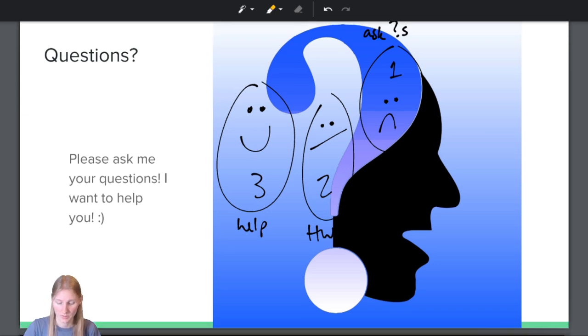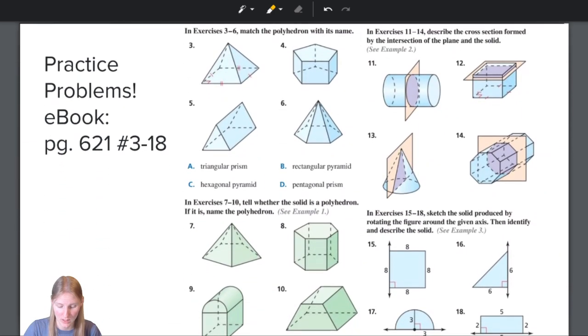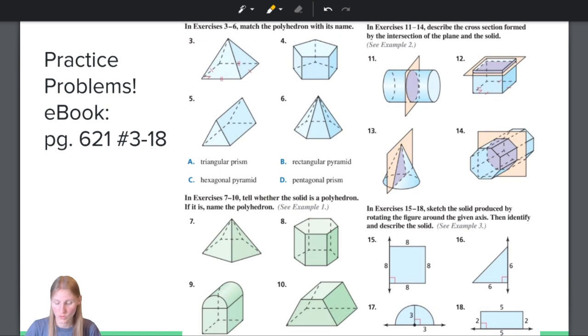Alrighty, awesome. Here are those practice problems I was mentioning before. For my students, some of these will be in Big Ideas. But if you're watching, you can still try some of these on your own. There are lots of them, so you can get tons of practice.